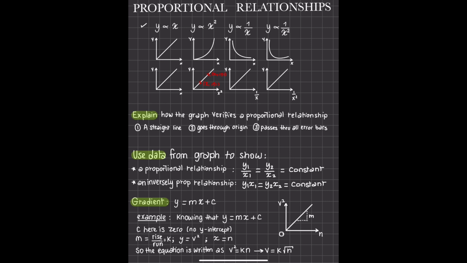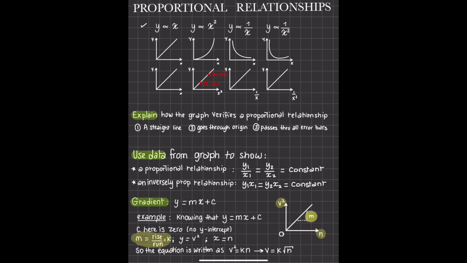For gradient, we know that the equation of a line graph is y equals mx plus c, where m is the rise over the run. That's the gradient. And what you have to do is to check your axes and replace y and x by the label of the axis given to you in the graph. So in this case, y is equal to v2 and x is equal to n.